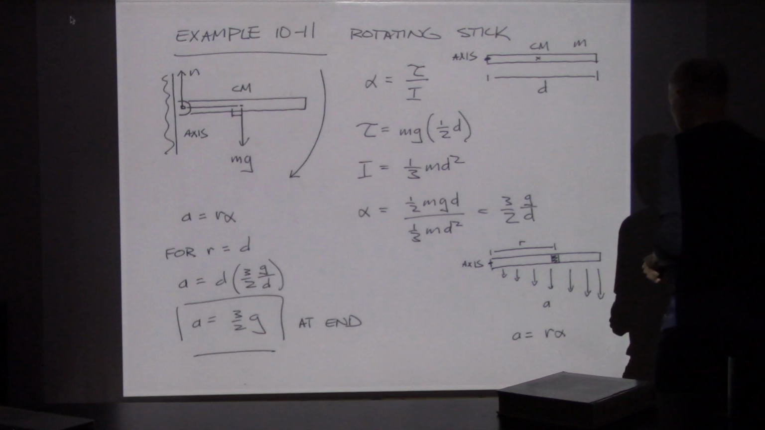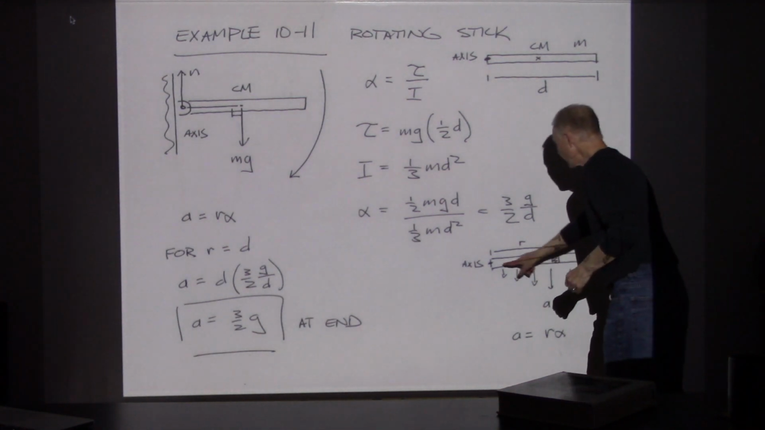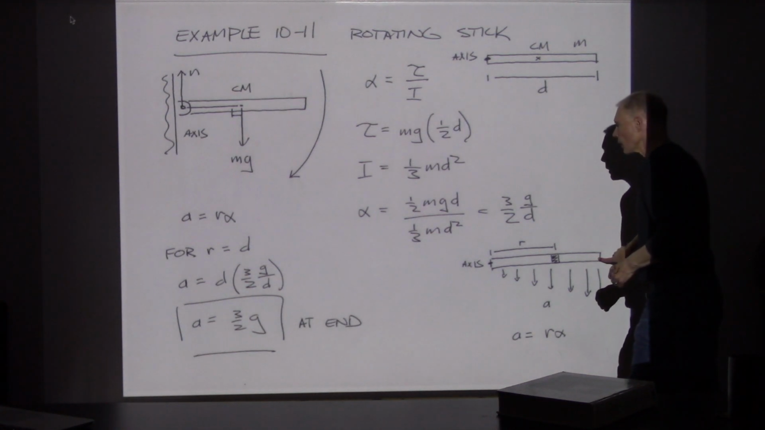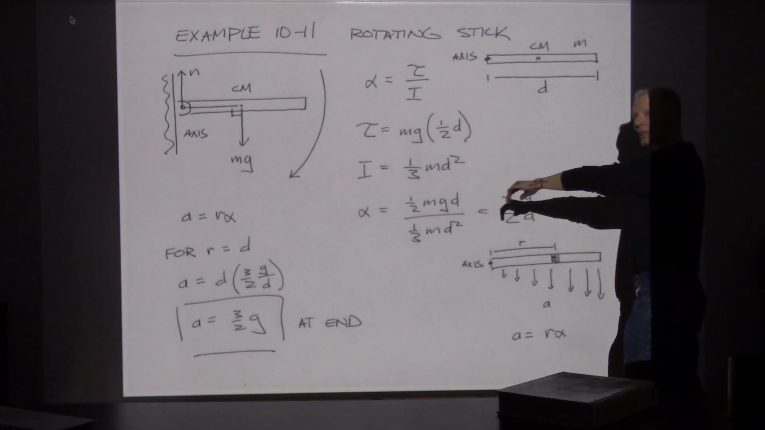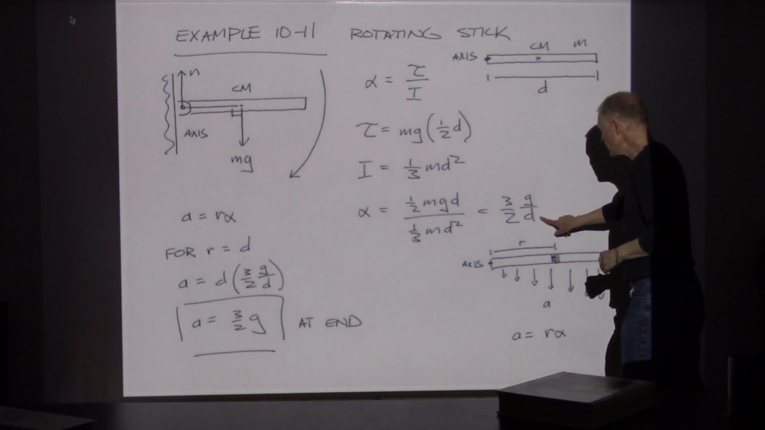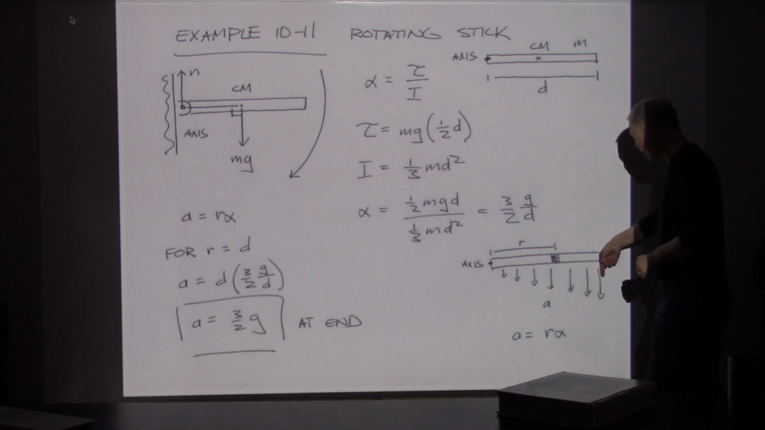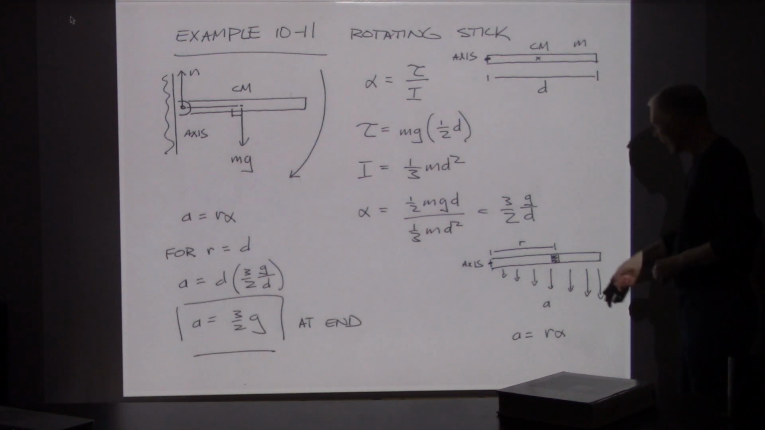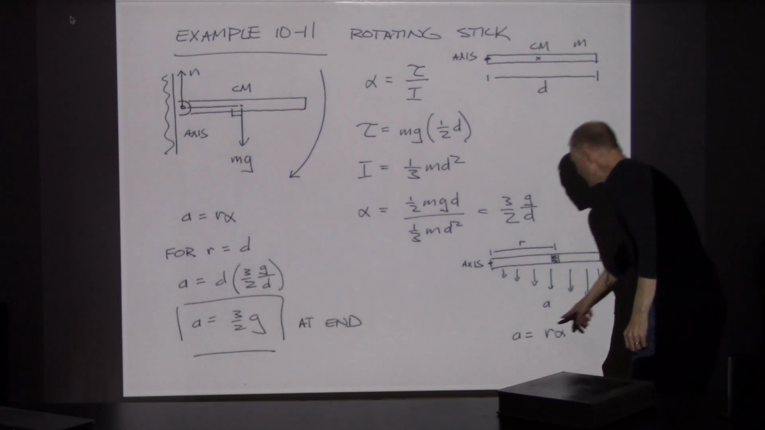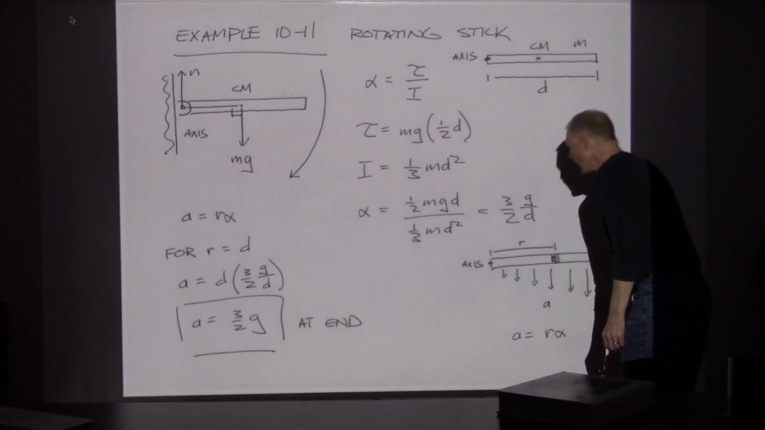Now, what it's saying here is that if I look at different locations along the stick, they're all going to have the same rotational acceleration, 3/2 g over d. What about the point on the end? That will have the largest linear acceleration. So the linear tangential acceleration is going to be given by r times alpha.